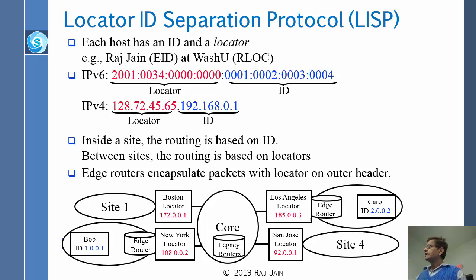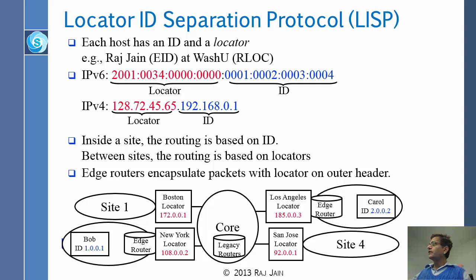Now, when a packet has to be sent from here to there, these routers in the internet don't know anything about 2002. They have never seen an address like that, or 1001. So those addresses cannot be seen by these legacy routers. The core routers are legacy. They are the old routers. They don't understand LISP. They are LISP unaware, right?